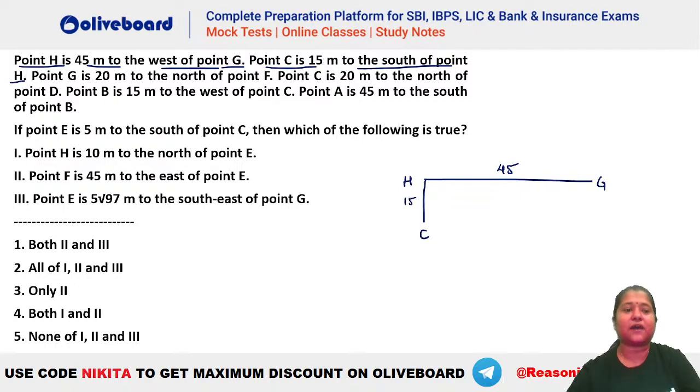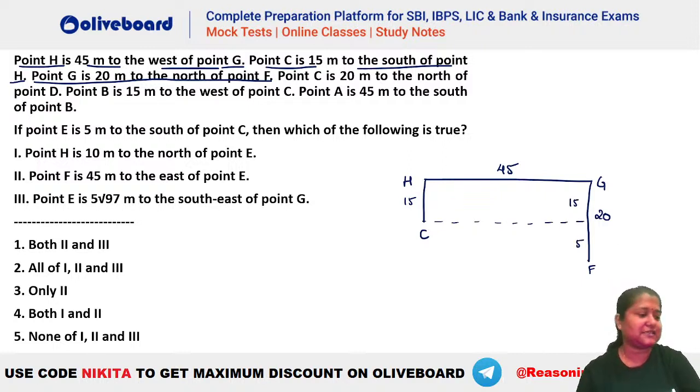ठीक है. उसके बाद क्या है? Point G is 20 meters north of F. So we can draw this also, that G is 20 meters north of F. That means F has to be something like this. This is your 20 meters. ठीक है. अब यहाँ पर देखो, अगर चेक करोगे, this is your 15, this has to be 5. ठीक है, ये इस तरह से बन रहा है.